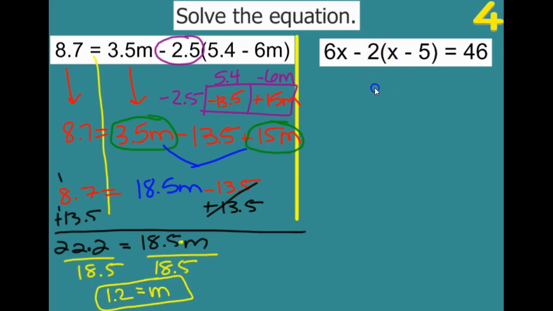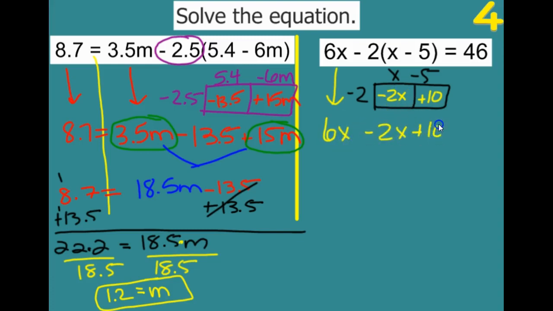Let's do this next one again. Same way, this is a negative 2 out front, and we have x minus 5. So if we distribute negative 2 times x, it's just negative 2x. Negative 2 times a negative makes a positive 10. So we have 6x minus 2x plus 10 equals 46. Then combine our like terms. 6 minus 2 is 4x.